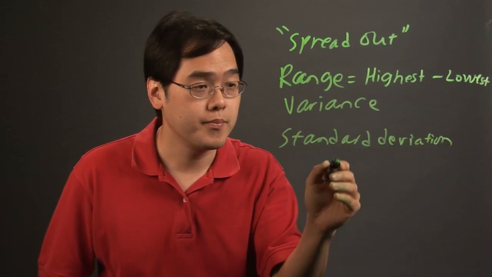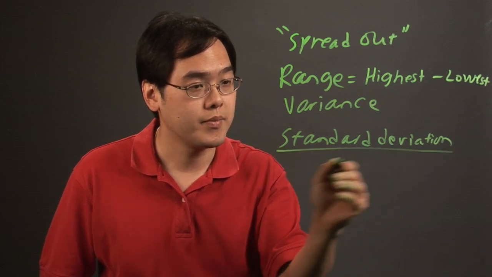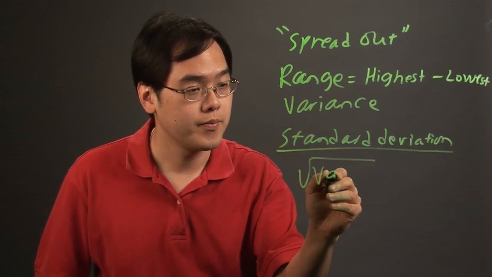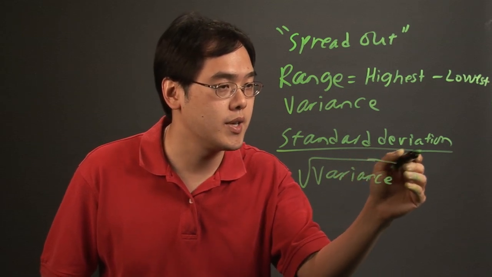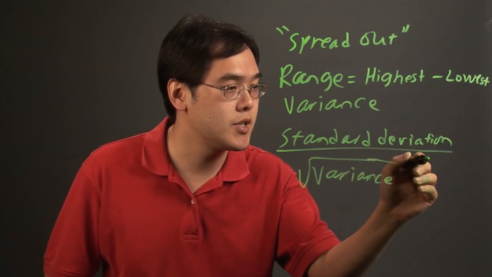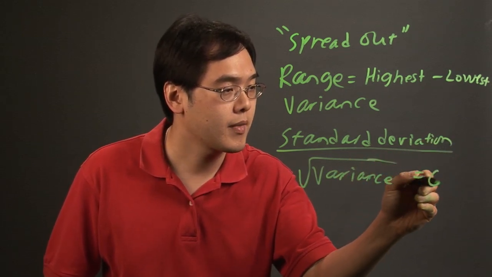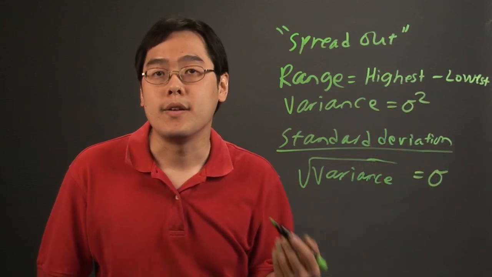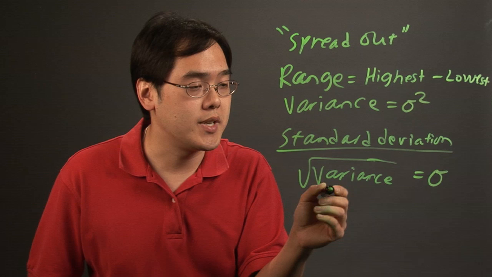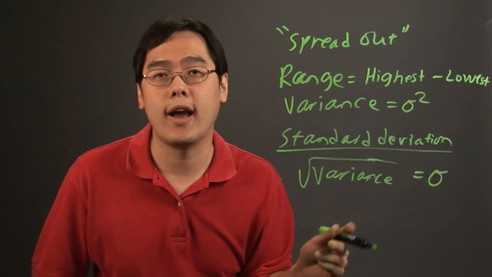Now, by definition, the standard deviation is the square root of the variance. The symbols associated with this: standard deviation is oftentimes denoted by sigma, and variance is going to be sigma squared.